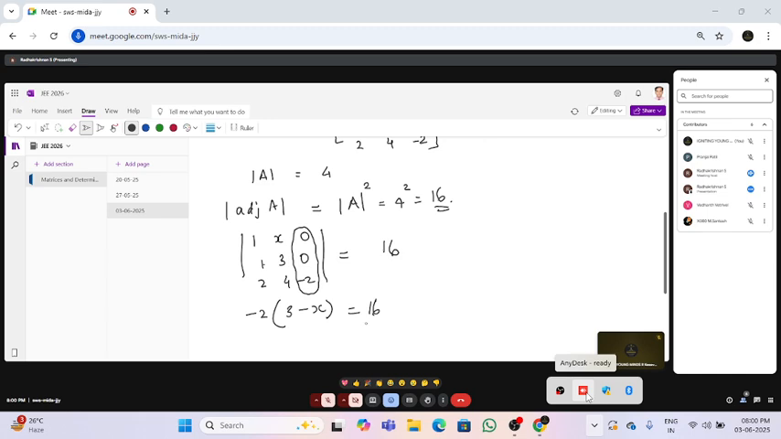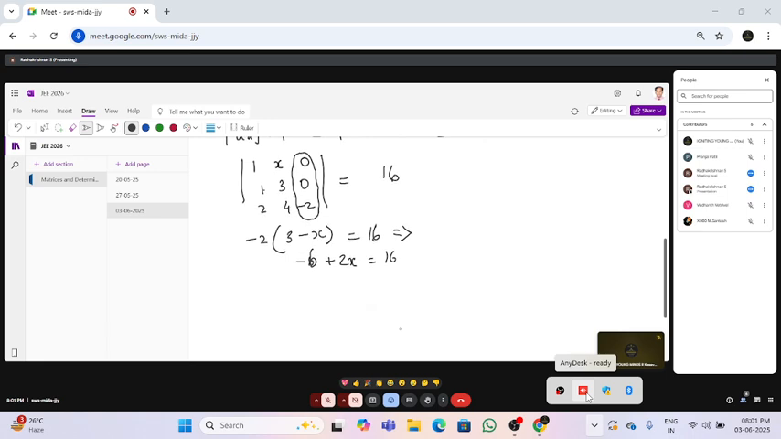So now we can solve for x. What does this give? Minus 6 plus 2x equal to 16. Minus 6 plus 2x equal to 16. 2x equal to 16 plus 6. So x equal to 11. Okay.